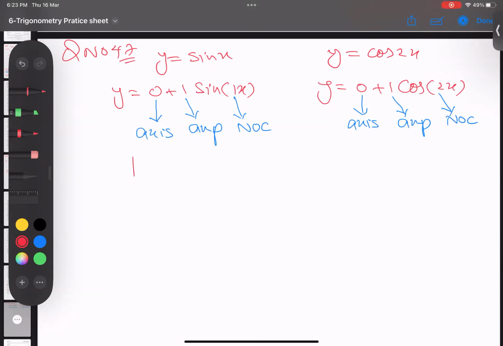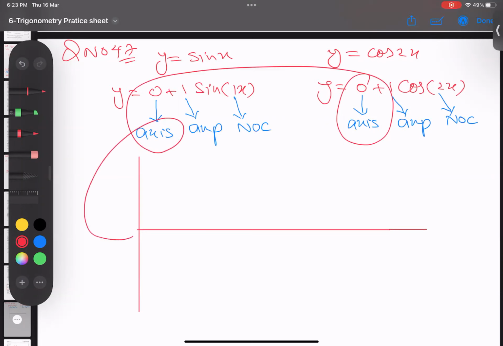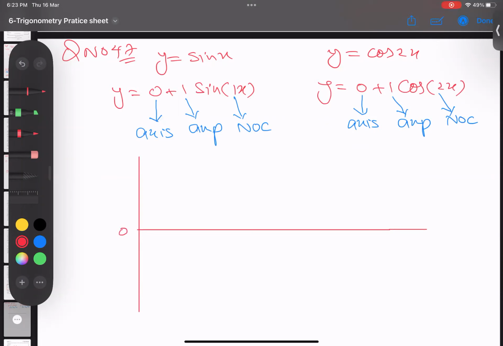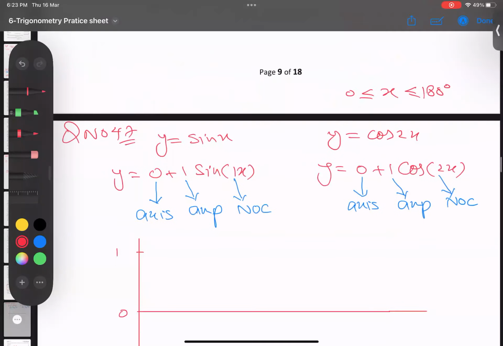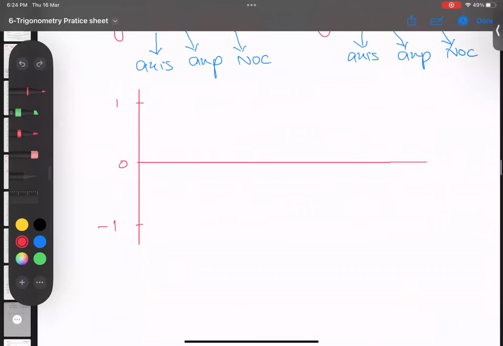Okay, let's start now this question. Bismillah ar-Rahman ar-Rahim. So the axis for both curves is 0, so I will write 0 here. And what is the amplitude? Luckily, both amplitudes are 1, so I will take 1 here, and minus 1. He is asking us to draw till 180, but I will make it till 360 degrees. There is some logic behind it, inshallah you'll understand.